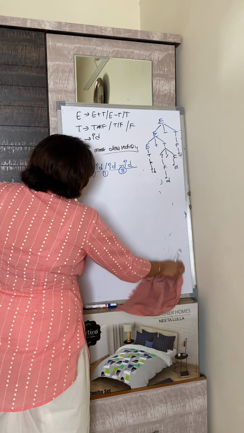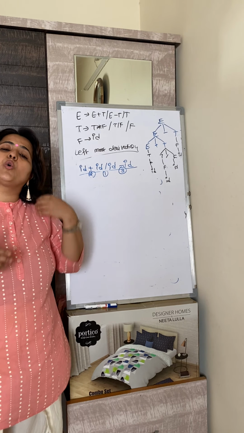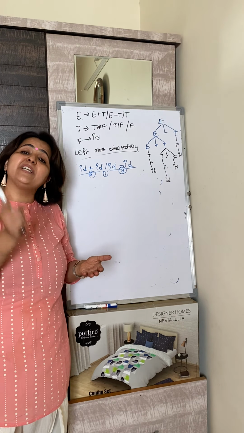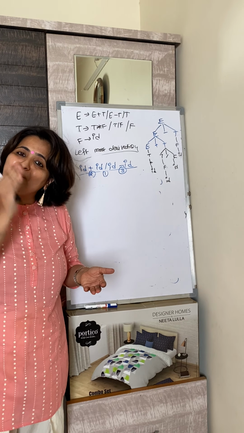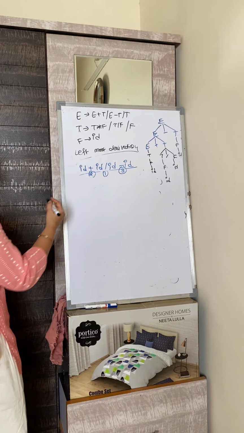What is the case of leftmost derivation? We are going to reverse it in rightmost derivation. Whenever you have more than one non-terminal on the right side, the rightmost non-terminal must be handled first, then it is rightmost derivation. Simple. So let us see with an example.